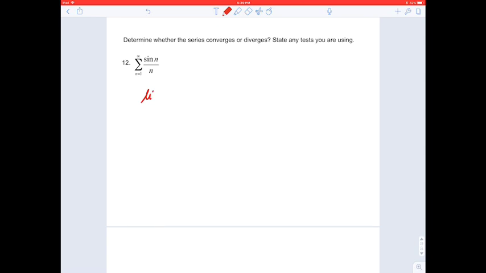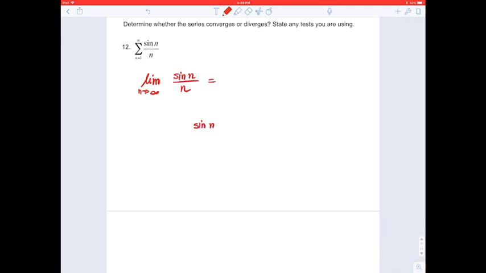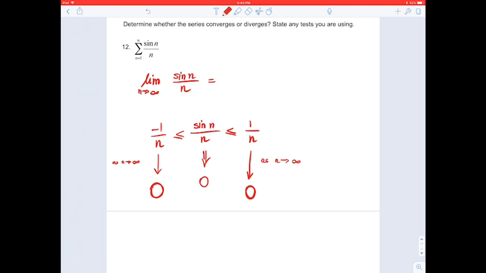Let's look at one more: the summation of sine of n over n. Let's check how this behaves at infinity. What we can do for this one is try to use the squeeze theorem. The maximum value of sine is 1, and I will keep the denominator. The minimum value for sine of n is negative 1. As n goes to infinity, 1 over a big number is 0, and negative 1 over a big number is also 0. If this is 0 and this is 0, the same limit, the middle part is also 0 by the squeeze theorem.